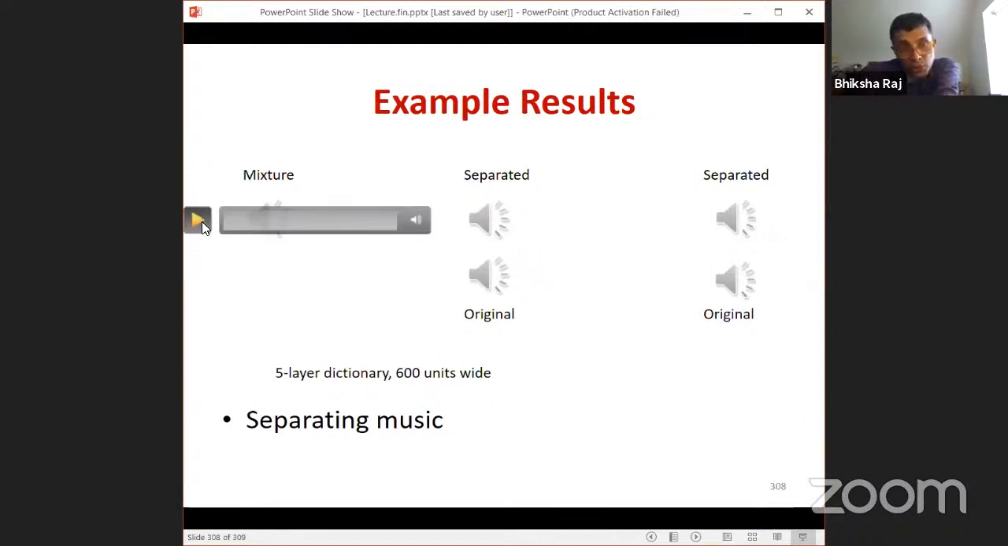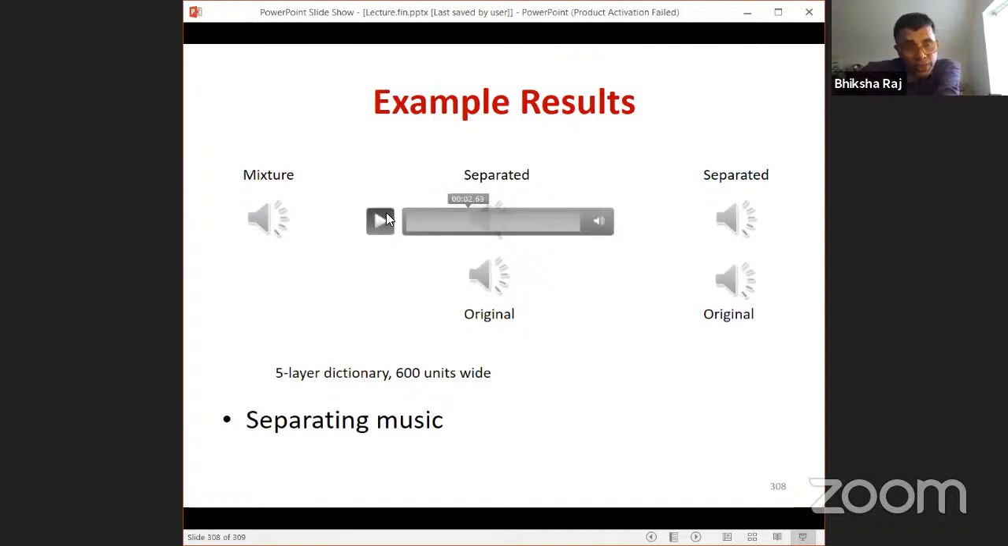It's actually got two instruments, one of which you may not even be able to hear clearly. So then we learn the dictionaries for each of the two sources, and then use these autoencoder dictionaries for each of the two sources to separate the sounds. And here is the first source, if I can play it.